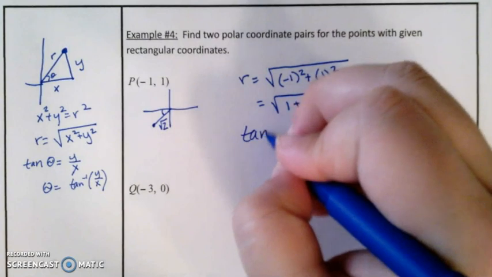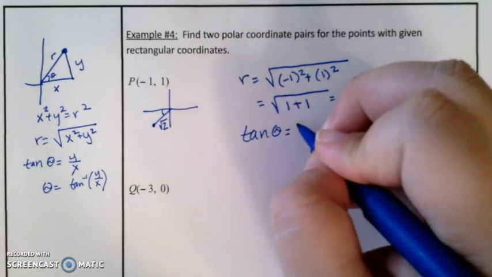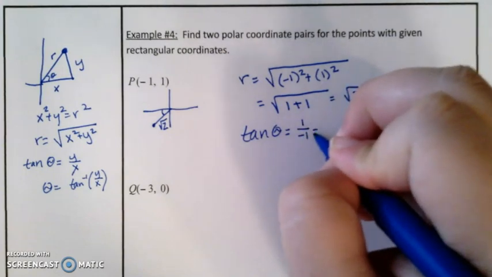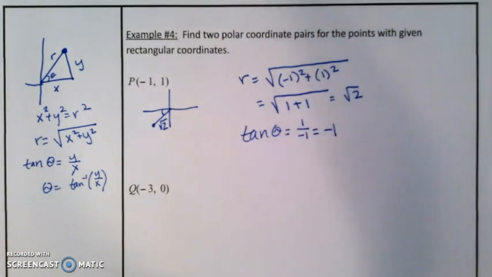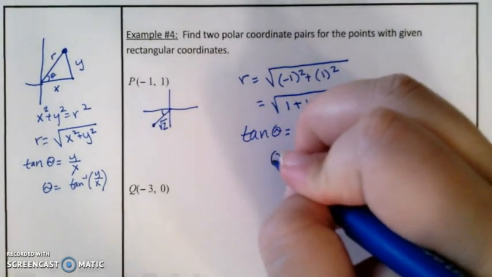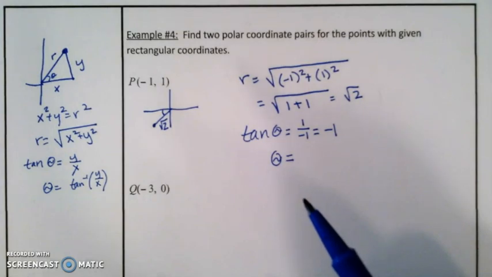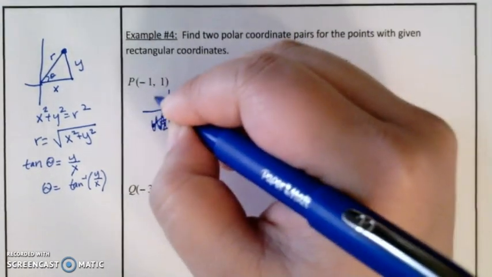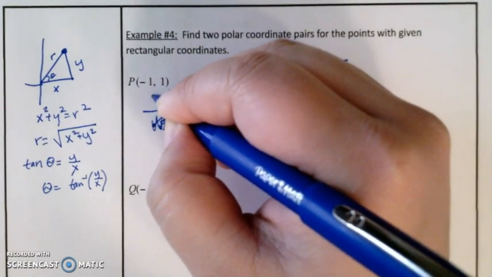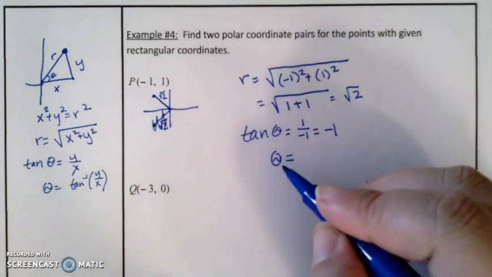And tangent of theta equals y over x, so 1 over negative 1, which is negative 1. Tangent of theta is negative 1 for quadrants 2 and 4. I graphed this wrong. It should be up here, right? Negative 1, positive 1. Sorry about that. Square root of 2. Okay, in quadrants 2 and 4.